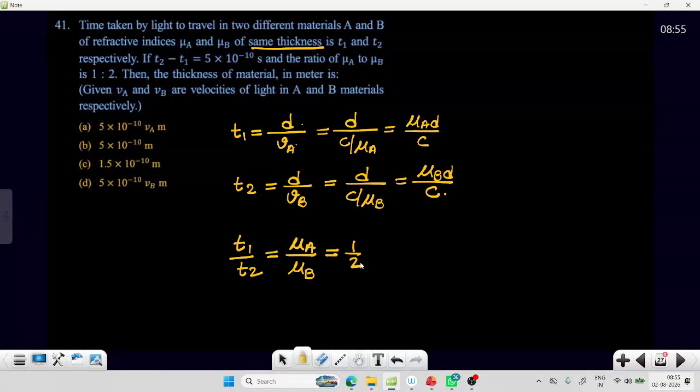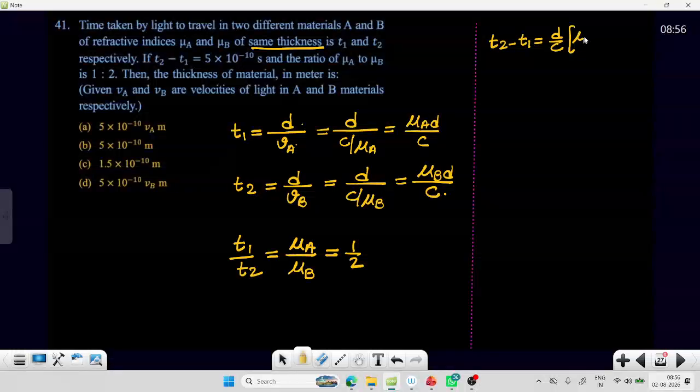From this, we need to get what else we know? The thickness of the material we need. So that means the D value we need to calculate now. So we have T2 minus T1. If I subtract these two, what will it come to be? Tell me now. We can take out D by C common, and this is mu B minus mu A, isn't it?